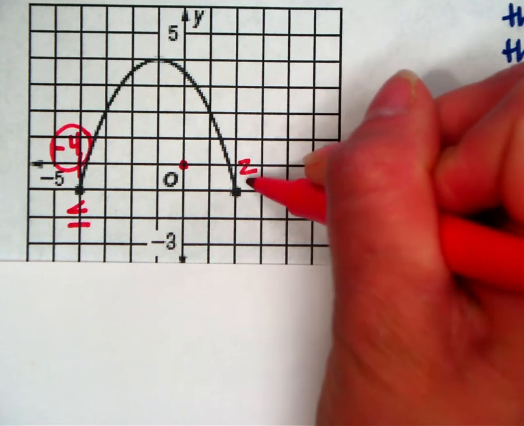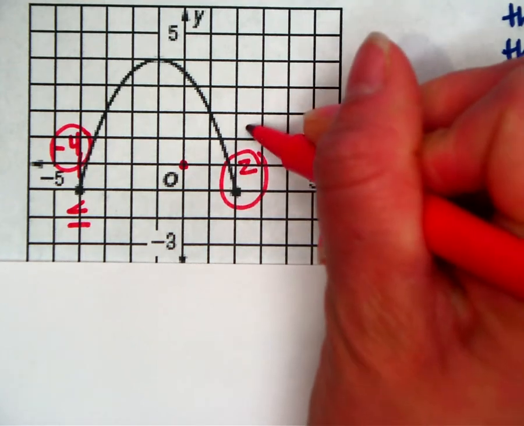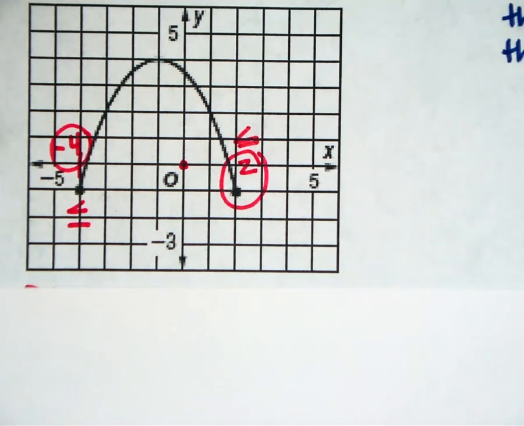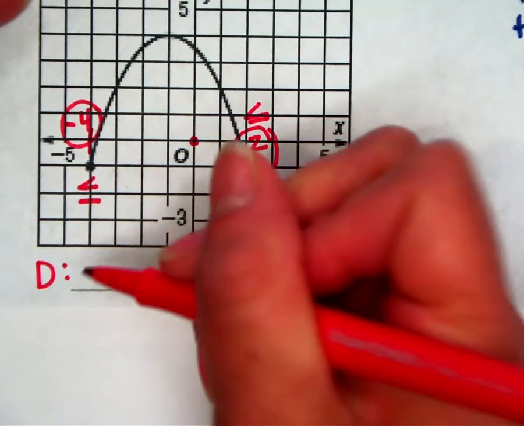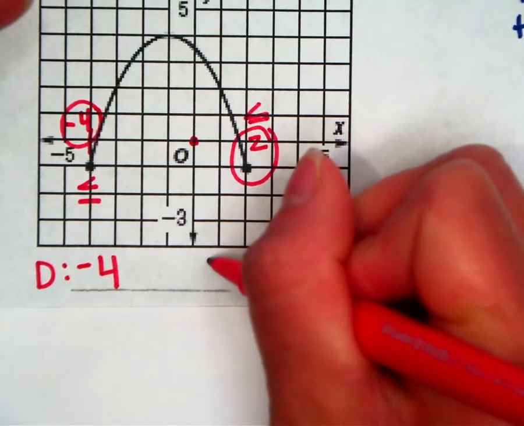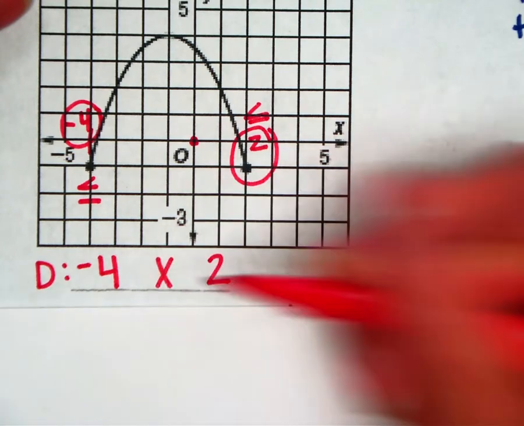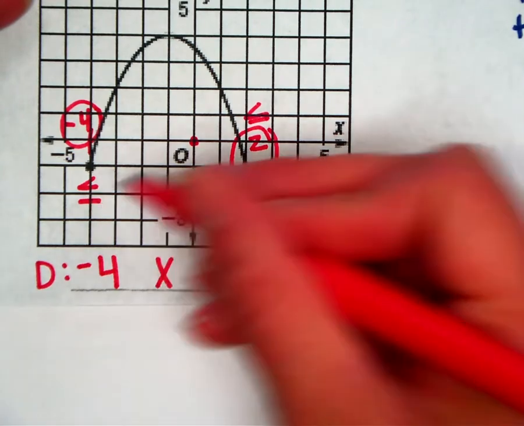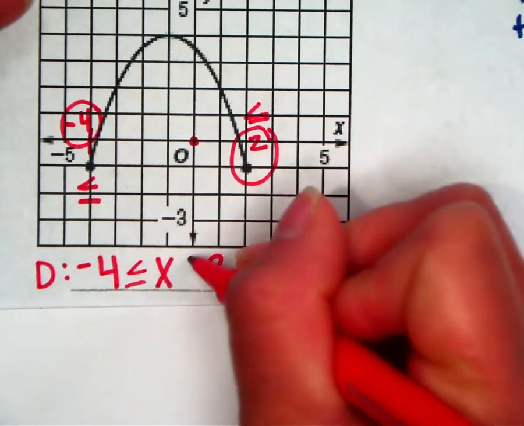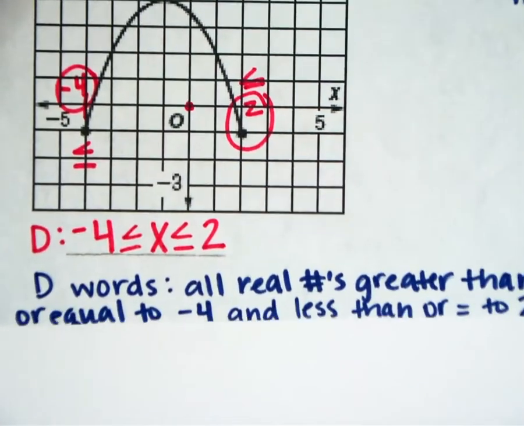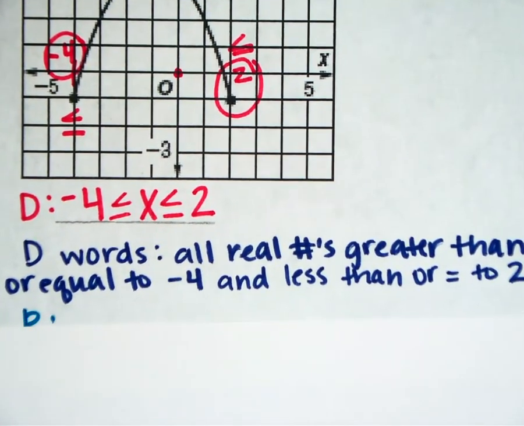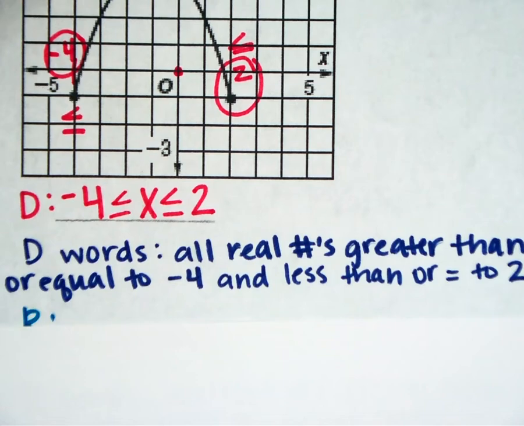And so this would be at positive 2 on the x. So again, this is another closed circle. So from left to right, I'm going to have negative 4 to positive 2. X is the domain, and both of these are closed circles, so it's less than or equal to for both of the symbols. All real numbers greater than or equal to negative 4 and less than or equal to 2.